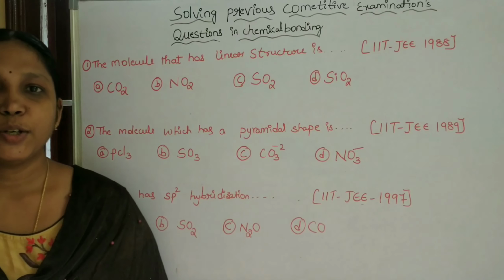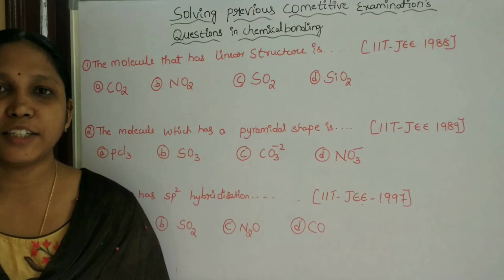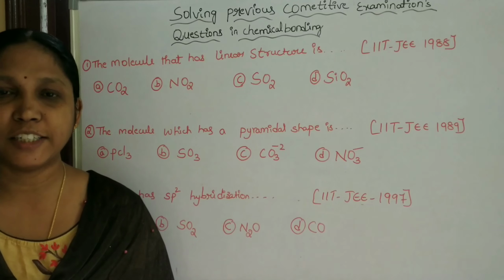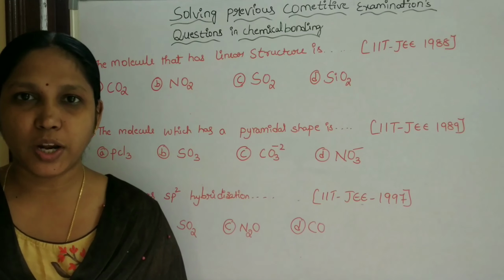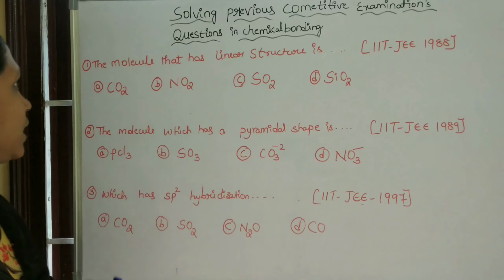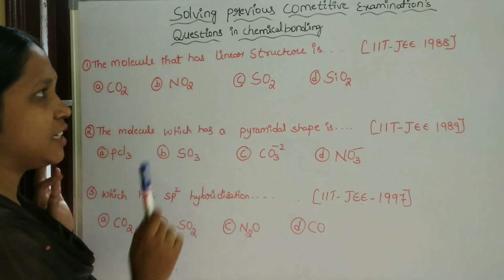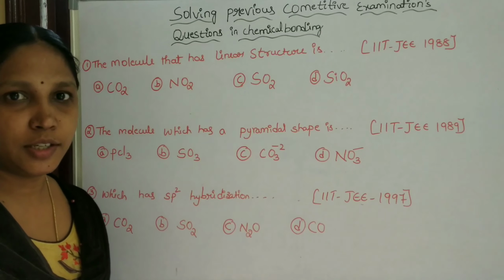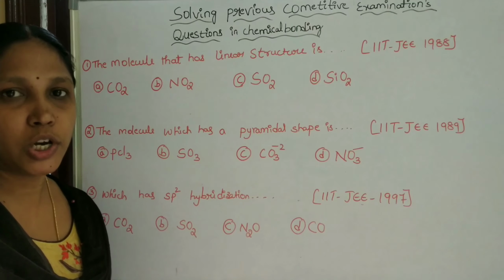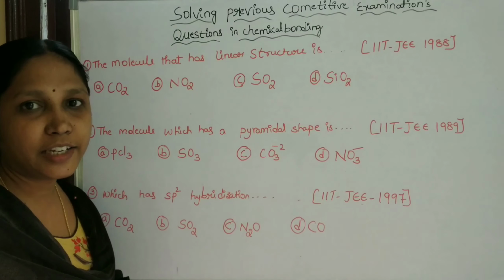Hi students, today we will see another topic, that is chemical bonding. In that we will see previous competitive examination questions. In the first one, see: the molecule that has a linear structure is, one of our four options. The question was asked in IIT JEE 1988.